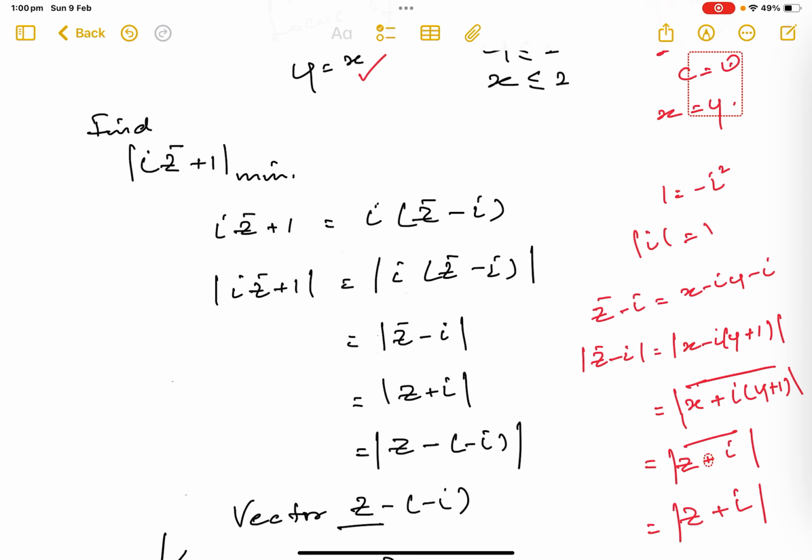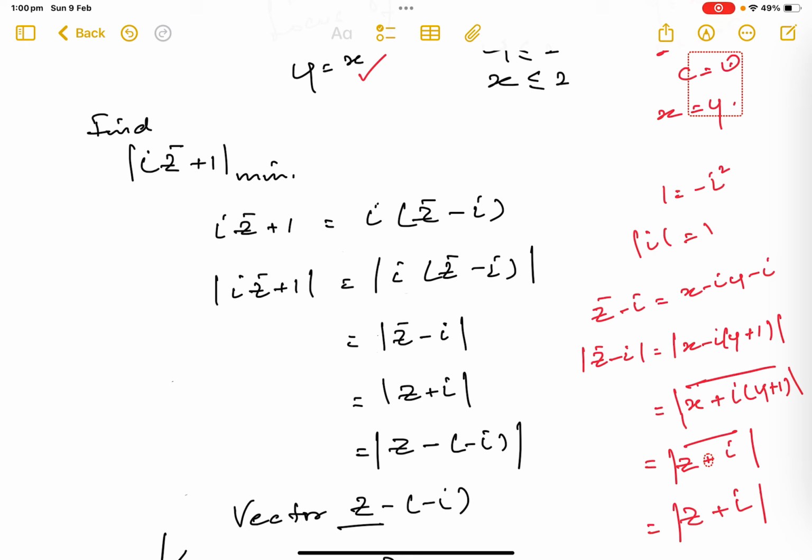So then again, I just wrote modulus of z plus i, z bar minus i, z plus i. That's the standard property of complex numbers, but we can do a little work and explain it. So this z bar minus i, z bar is the conjugate of this z, so that is x minus iy, and minus i. Then that modulus means I took minus i out, so the modulus of x minus i, modulus of that.